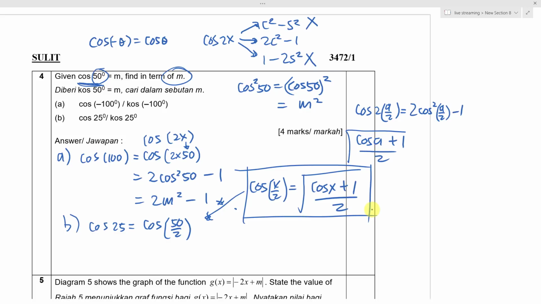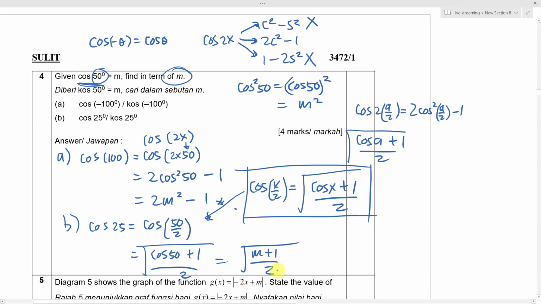And what if you draw a triangle? In this case, we can't draw a triangle. I guess one of the reasons is we want to make it in terms of m, and can we just do half a triangle? Okay, maybe later I will try. So this one is basically the square root of cos 50 plus 1 over 2. So it's basically the square root of m plus 1 over 2.